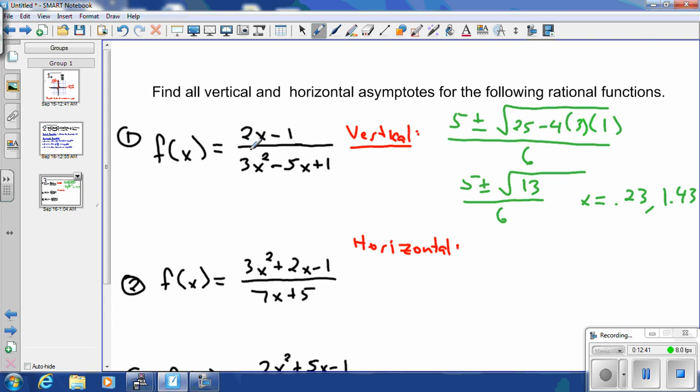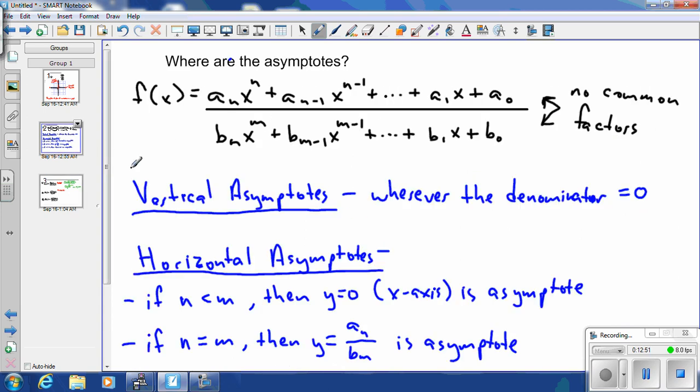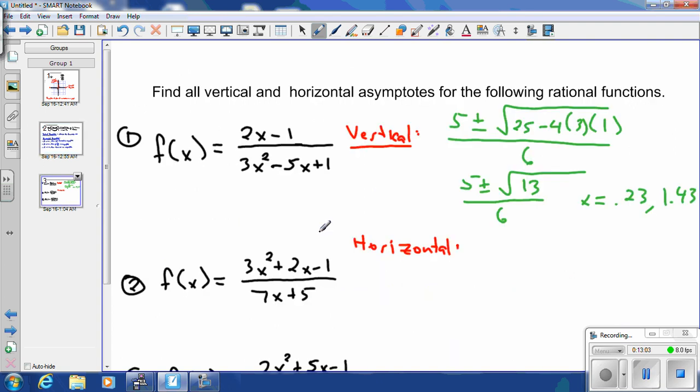For the horizontal, we have to look at the exponents here. The top has a highest lead power that is less than the bottom. So if we look back here, what does that tell us? If the top is less than the bottom, then y equals 0 is the asymptote. So I know this will have a horizontal asymptote at y equals 0. And that's number 1 here.